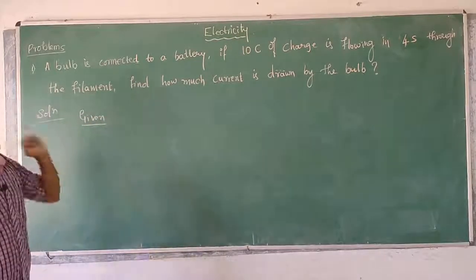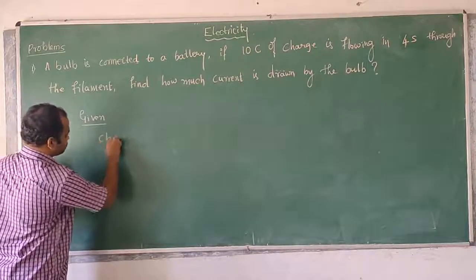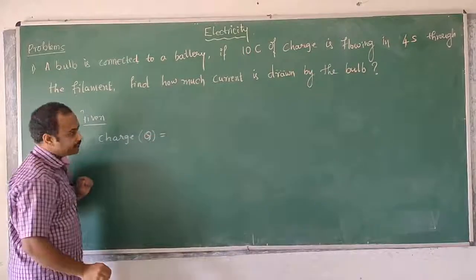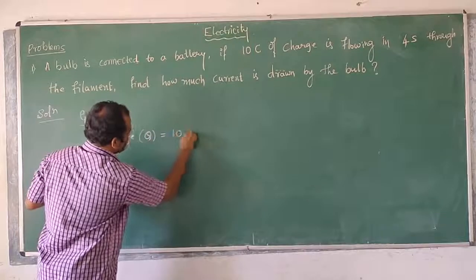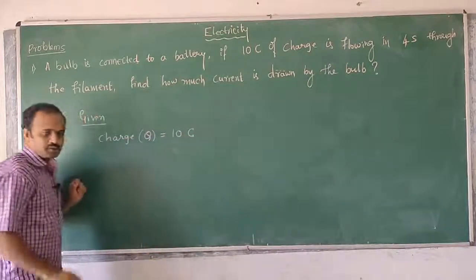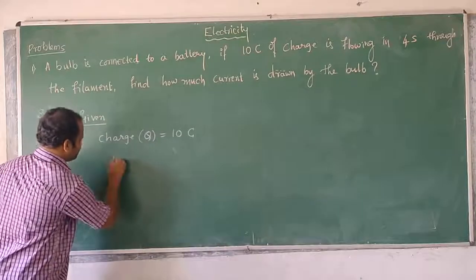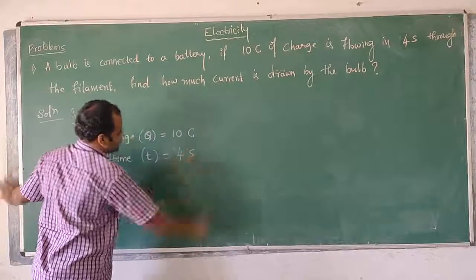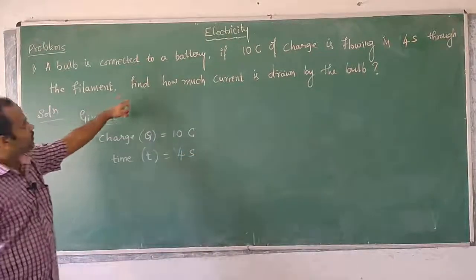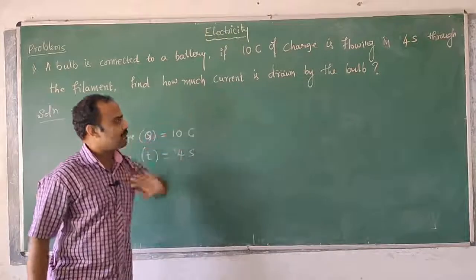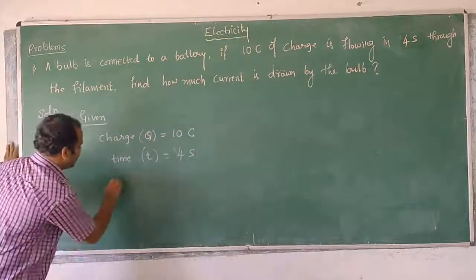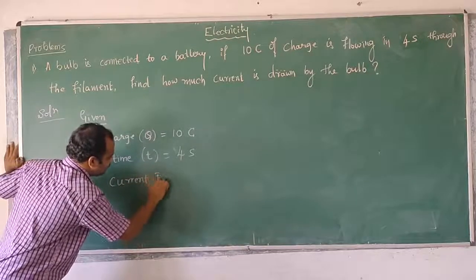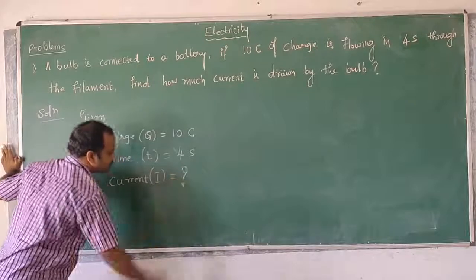What is given? Charge Q is given. How much? Charge Q is 10 coulomb. And time T is given. How much? 4 seconds. What we have to find? Find how much current is drawn by the bulb. We have to find current I equal to question mark.